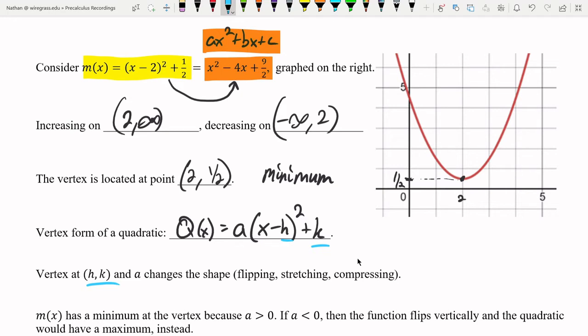And this is the form that I've drawn here in the yellow highlight: (x minus 2) squared plus 1/2. You can see that h here is 2 because it's x minus h, not x plus h, right? So this is just 2 here for h. And this is k. K, of course, is just 1/2.